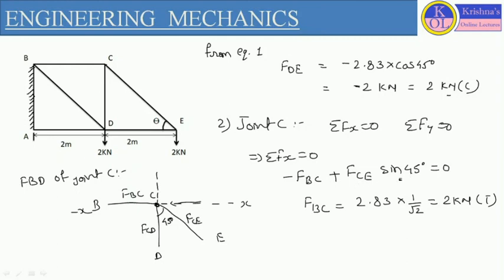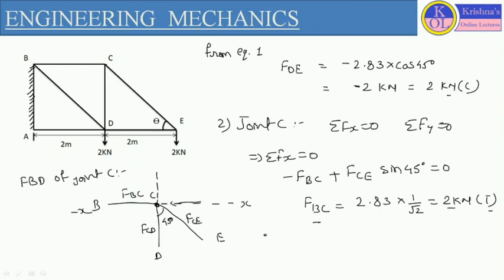With the help of this equation, we can define the value of FBC, because FCE is already known. FCE is 2.83 and sine 45 is 1 by root 2, so it is 2 kilonewton. And since it is positive, this particular force will be tensile force.